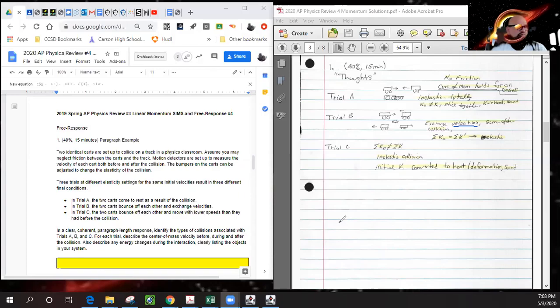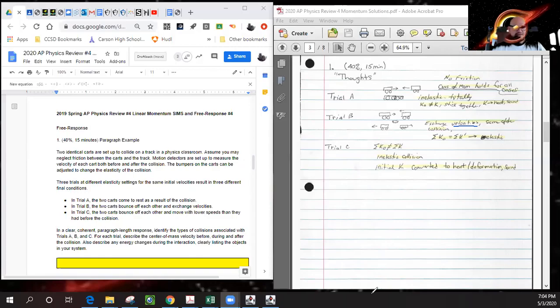Okay, so it looks like pretty good. So again here, trial A is an inelastic collision because they stop and stick together. In trial B, they exchange velocities, so the velocities before the collision equal after the collision. Therefore, kinetic energy is conserved. And in trial C, they collide, but they bounce back slower, which means kinetic energy was lost, usually in the form of heat, sound, or deformation.